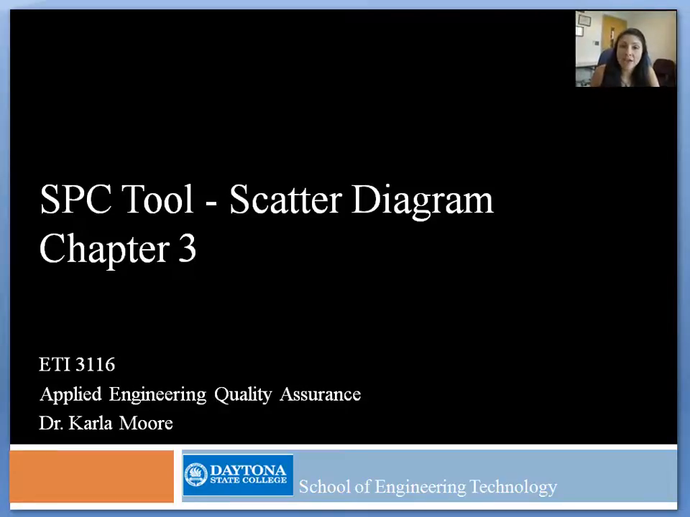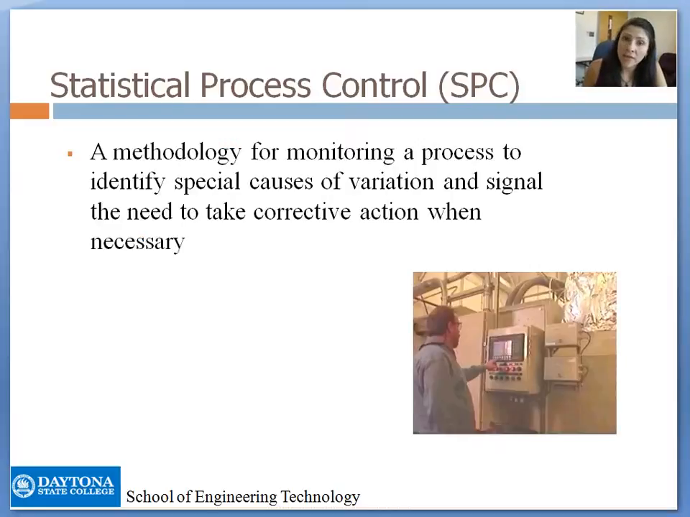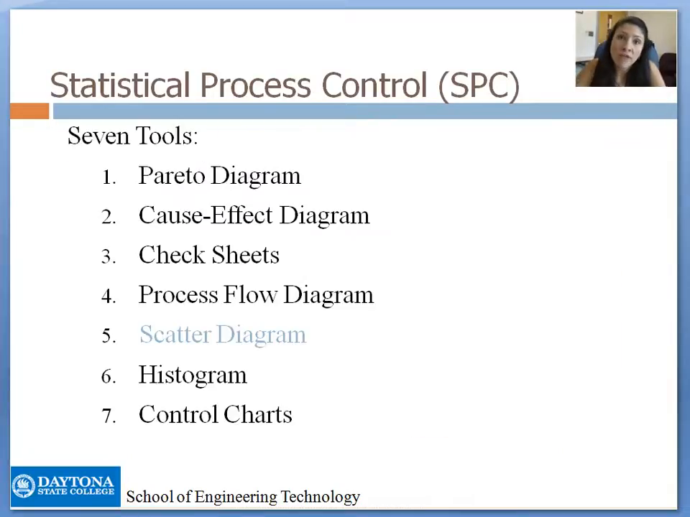SPC tool, Scatter Diagram, Chapter 3. The scatter diagram is another of the SPC tools. The SPC is a methodology for monitoring a process to identify the special causes of variation and apply corrective actions to eliminate them. The scatter diagram is the fifth of the 7 tools of the SPC series.